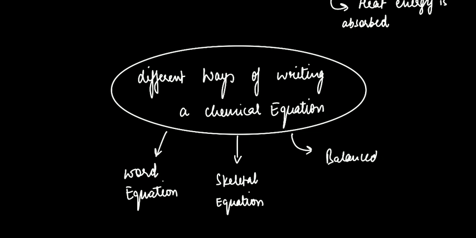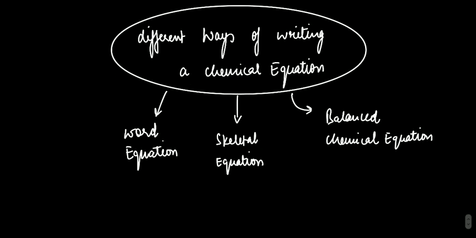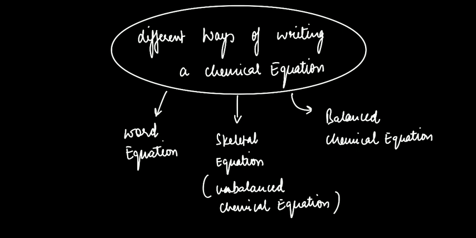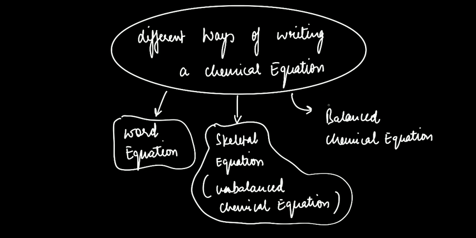Then we go to the third type, that is balanced chemical equation. Now, when I say skeletal, this is definitely an unbalanced chemical equation. There is no question of balancing or equalizing the number of atoms when we are talking about a word equation. We can't do that in a word equation. But yes, these questions can be asked where a word equation is written and you have to write the symbolic equation and you have to balance the chemical reaction also. About balancing, we'll discuss in a minute.